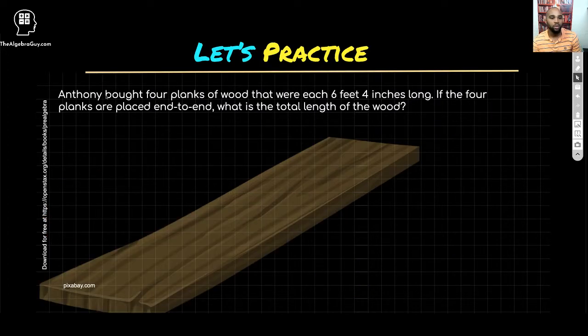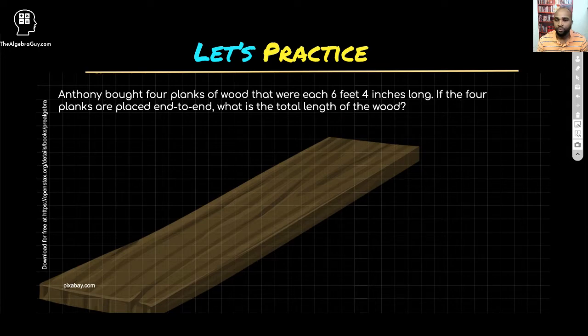All right, so here's another one that's mixed. Anthony bought 4 planks of wood, 6 feet 4 inches long. If the 4 planks are placed end to end, what's the total length of the wood? Now they didn't ask us which to put in, inches or feet, but think about it. When you have something this long, you know, you got 6 feet 4 inches, and you got 4 of these. Are you going to measure in inches or feet? Well, you're going to use the biggest measurement you can. So that's what we're going to do. We're not going to say it's 1,000 inches or whatever it is. We usually just take another measurement and use that.